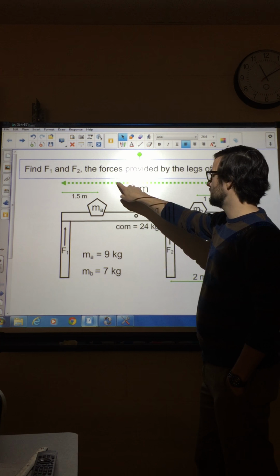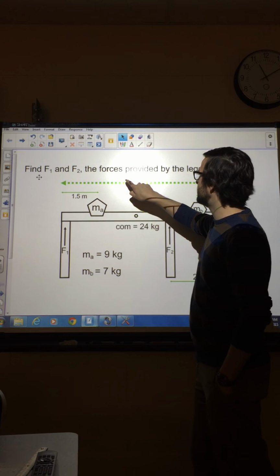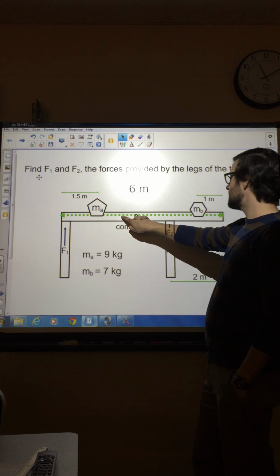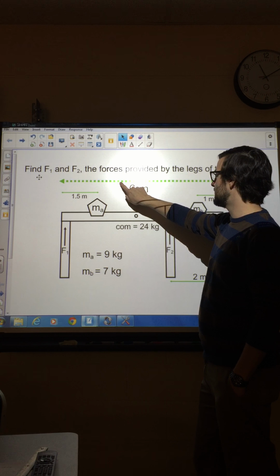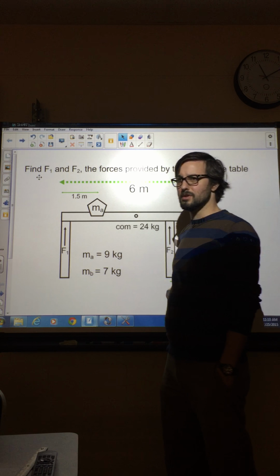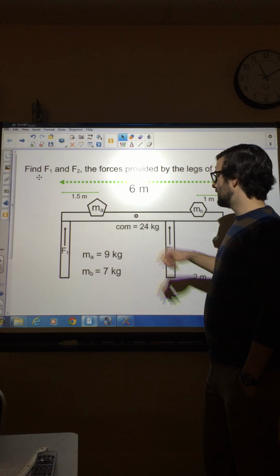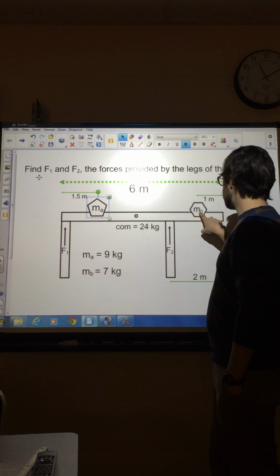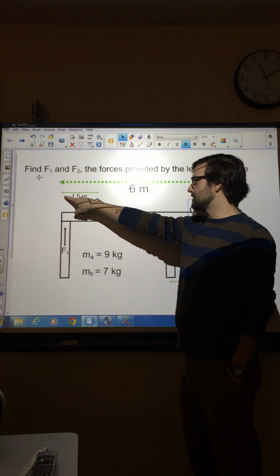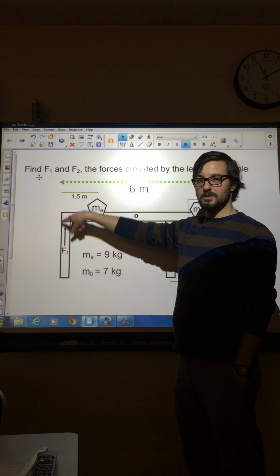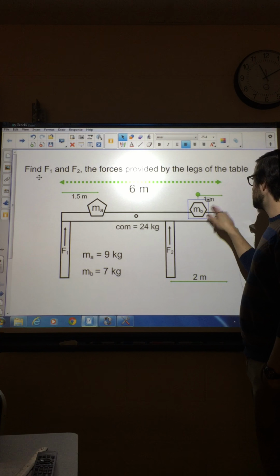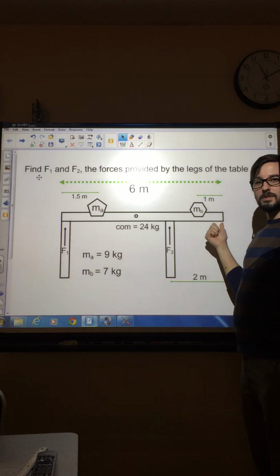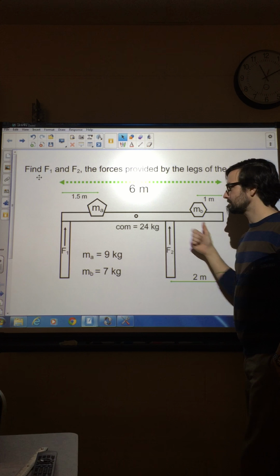Well, here you see a dotted green arrow. This is the length of the table, okay? So our table is 6 meters in length, so it's an awfully big table. On top of our table, we have two different masses, mass A and mass B. Mass A is 1.5 meters from the far edge of the table. Mass B is 1 meter from this other edge of the table.